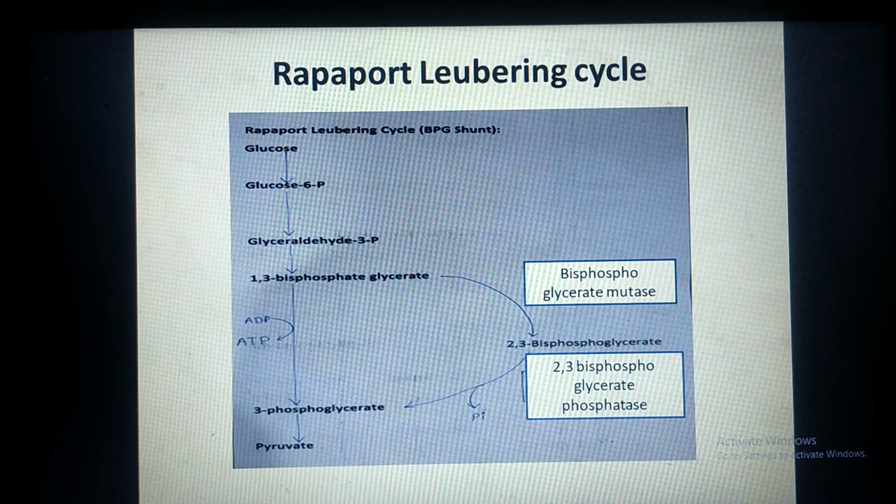Hexokinase converts glucose into glucose 6-phosphate. If this reaction does not take place or it occurs at slow pace, then there is less concentration of 1,3-bisphosphoglycerate. Therefore the diversion, that is Rapaport Leubering cycle, is also occurring at slow pace. So 2,3-BPG level is also less.